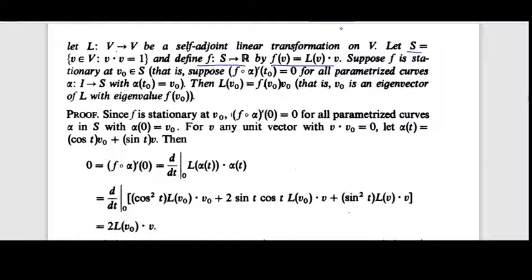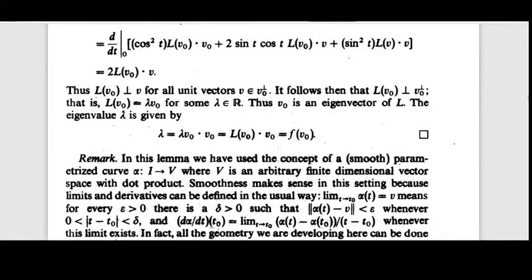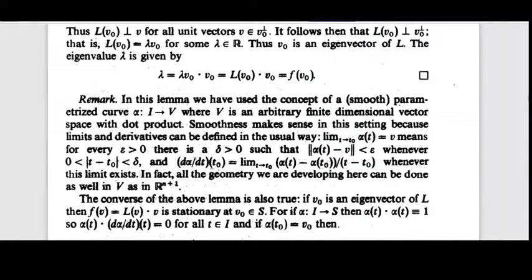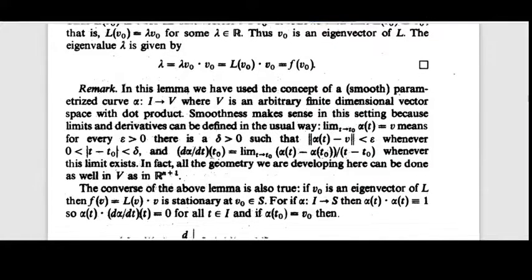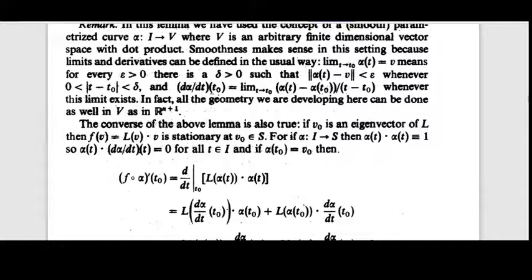Now here, first we suppose f is stationary at v naught belongs to S, that is, (f composition alpha)' of t naught equals 0 for all parameterized curves. Then L of v naught equals f of v naught times v naught, where v naught is an eigenvector of L with eigenvalue f of v naught. Now we discuss the converse of this lemma.